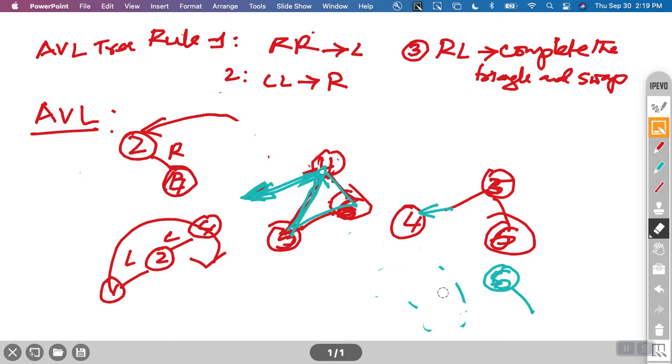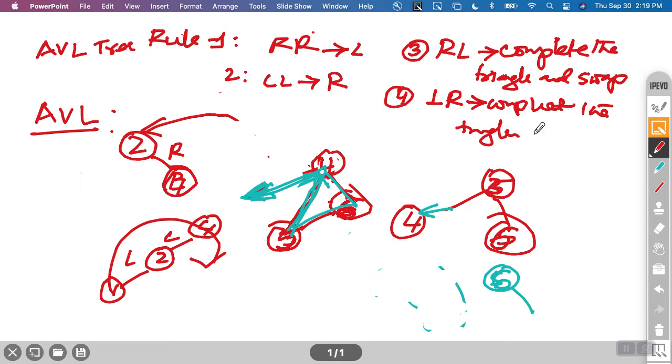Okay, and rule 4 is that similarly, if you have left and right, then complete the triangle. Same thing, triangle and swap. This is my way. I remember this way. Write these rules 3 and 4 in your own language. How do you remember it? You will see that it is something you can write that you remember.